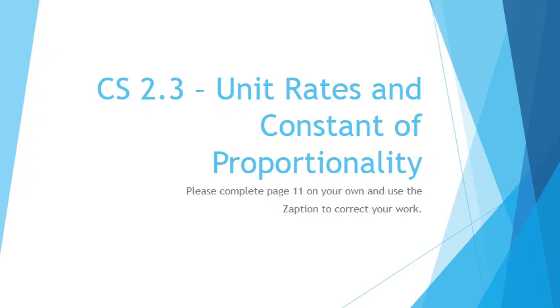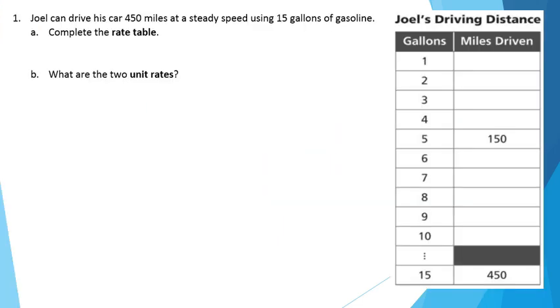For tonight's homework, we're going to continue to explore proportional relationships, how we graph them, how we write unit tables, and how we represent them with equations. So make sure you've tried the problems on page 11 and now use the Zaption to correct your work.